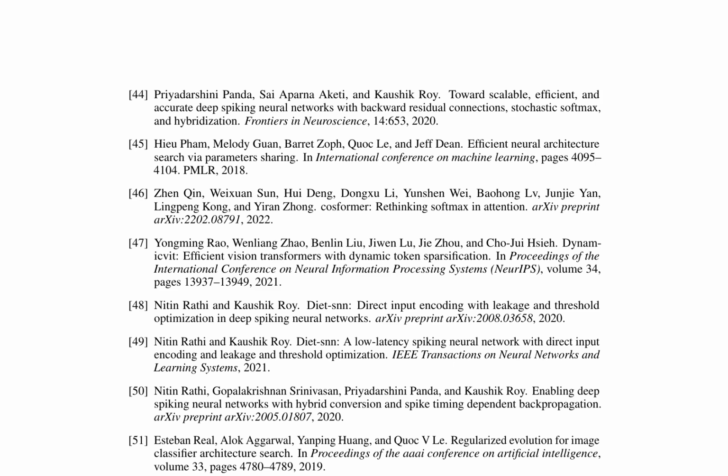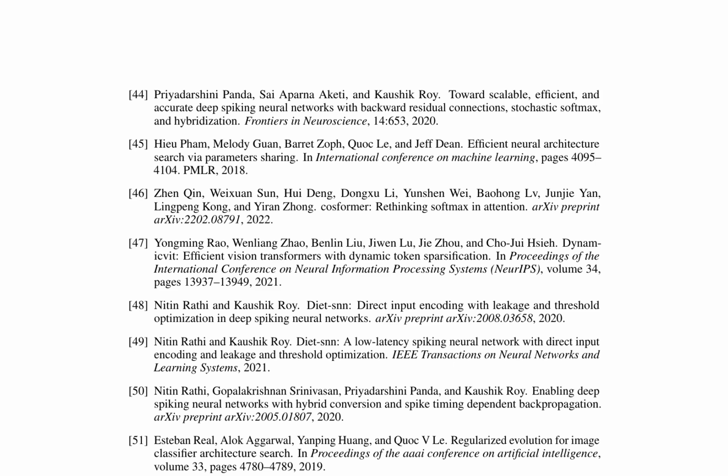Deep spiking neural networks, vision transformers, and neural architecture search are at the forefront of research in artificial intelligence. Priyadarshini Panda et al. proposed an efficient and scalable deep spiking neural network with backward residual connections, stochastic softmax, and hybridization, offering a new approach to neural network design. 44. Hieu Pham et al.'s work on efficient neural architecture search via parameter sharing has also contributed significantly to the field. 45. The attention mechanism, as introduced by Ashish Vaswani et al., has revolutionized how neural networks process sequential data.